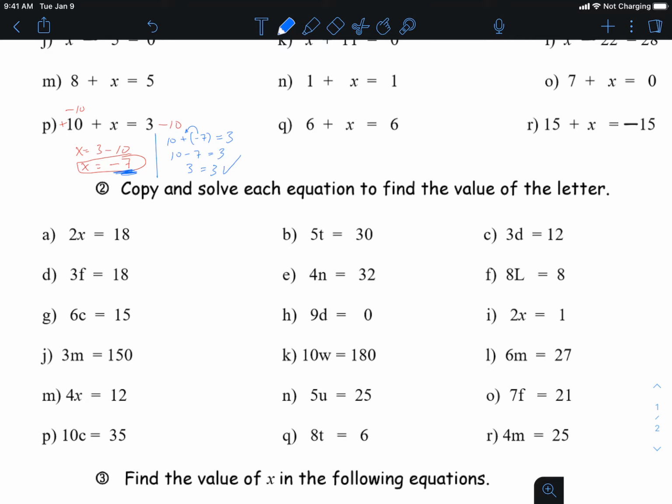Okay, me too. All right. Here's what we got. Same thing. The whole premise is what?